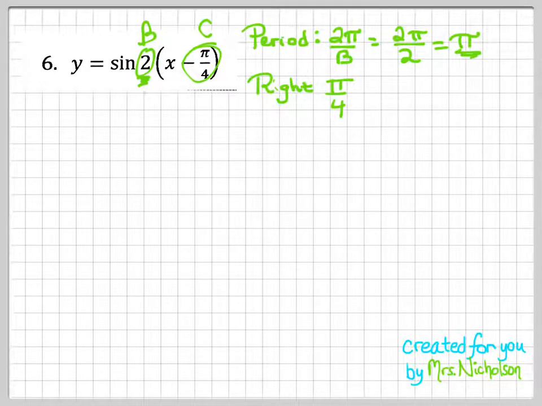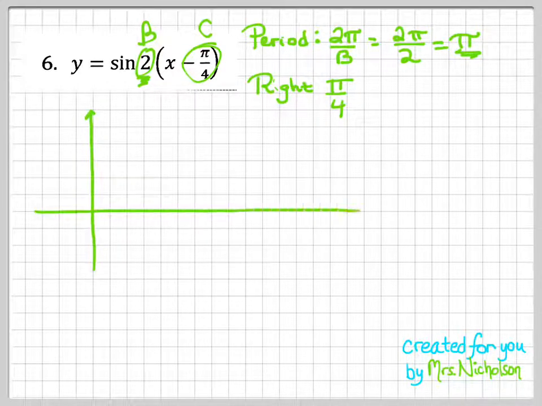All right, so let's sketch a graph. I'm going to count by pi over 4s because I'm shifting right pi over 4. I need a period of pi, so I think pi over 4 is going to be a good increment for me. But I'm going to let 2 squares equal pi over 4. And that would be pi, and then I'll go 1, 2, 3, 4 more, and that'll be 2 pi.